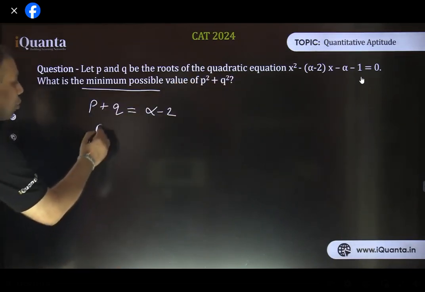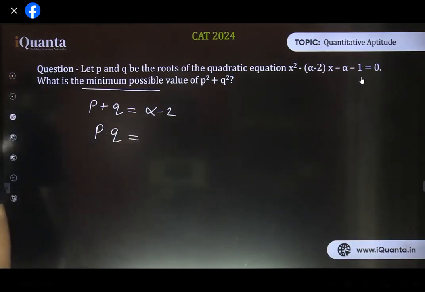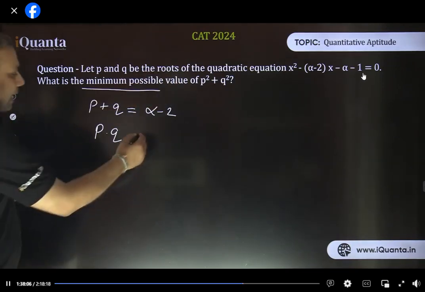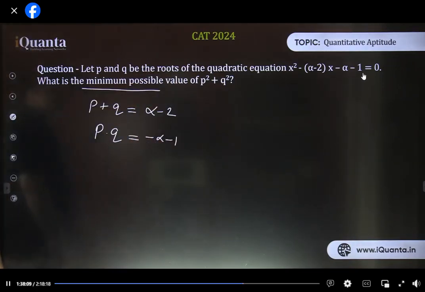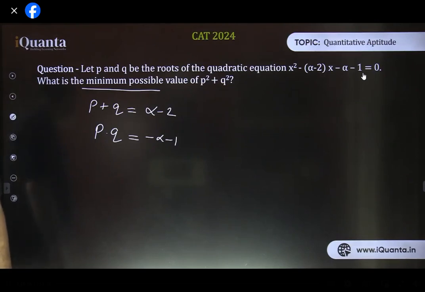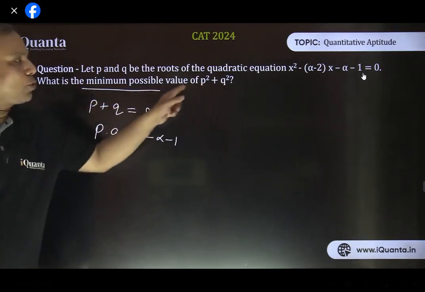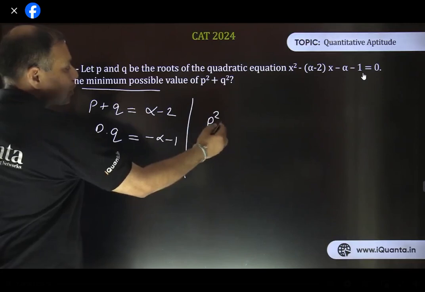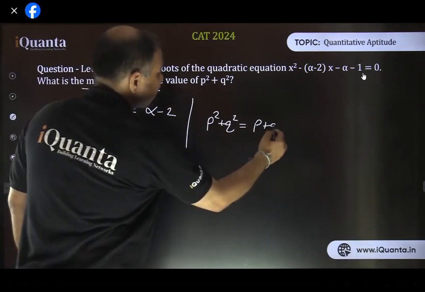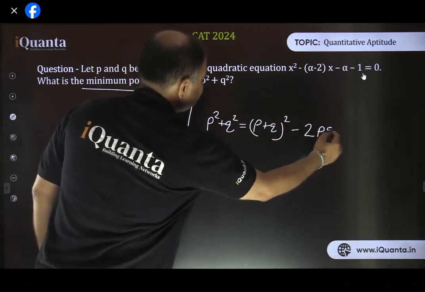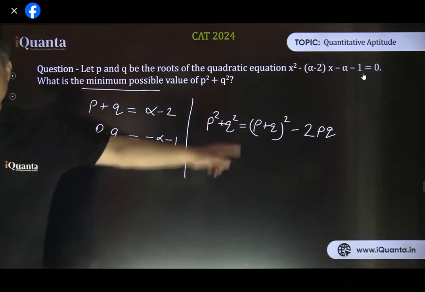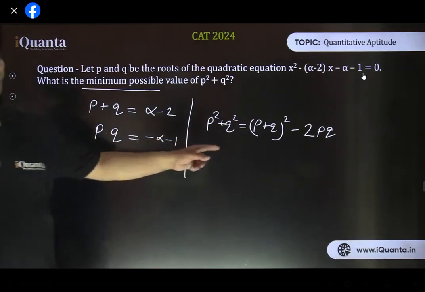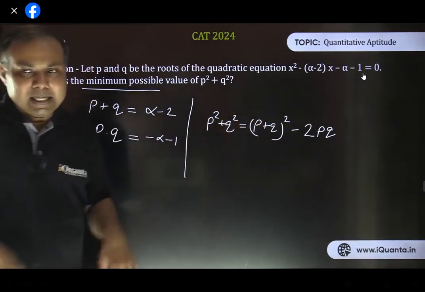Good. And what is going to be the value of p multiplied with q? That is going to be negative alpha, negative 1. Right? That is c by a. We wanted to find the value of p square plus q square. So now again we are making use of an identity. So p square plus q square is going to be p plus q whole square minus 2 times p into q. Isn't it? Is this point clear to everyone? Fine. Just let's plug in the values.